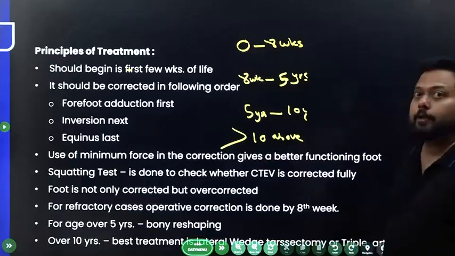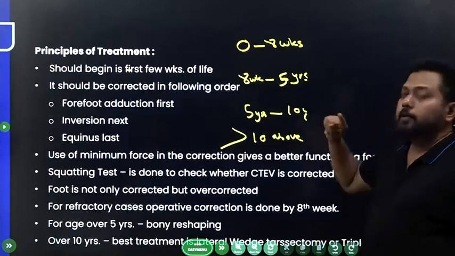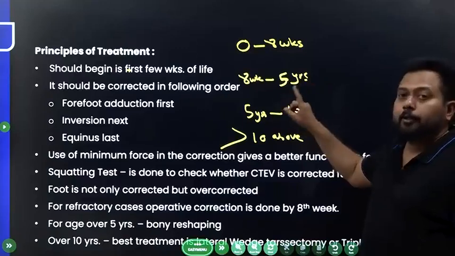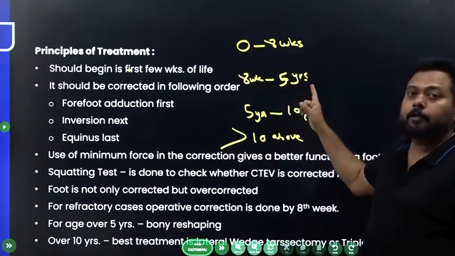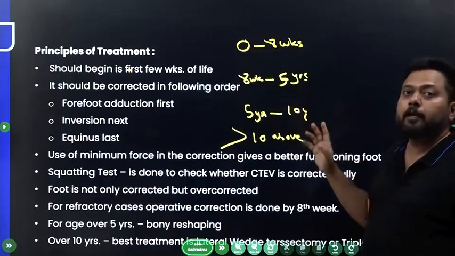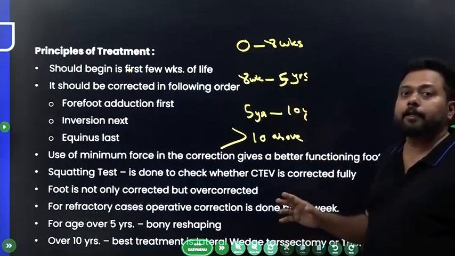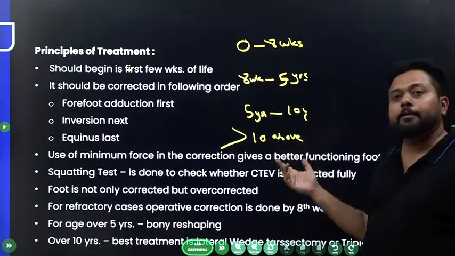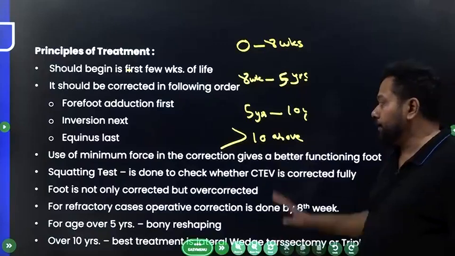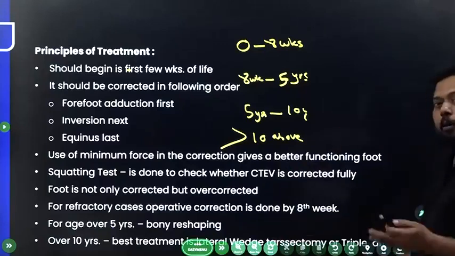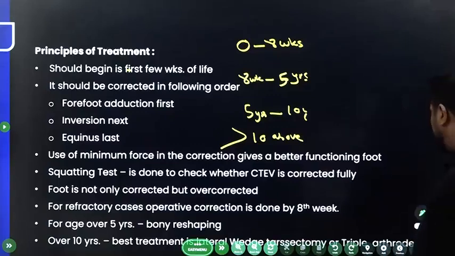So, age-wise treatment plan, I will revise once more. 0 to 8 weeks: manipulation by mother and Ponseti's technique. 8 weeks to 5 years: posteromedial soft tissue release, that's called Turco's procedure. 5 to 10 years: corrective osteotomy of the talus and calcaneum, which is called Dillwyn-Evans osteotomies. More than 10 years: triple arthrodesis. So this is how we should go about CTEV in a nutshell.